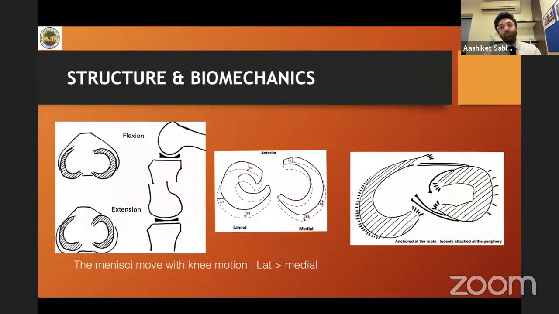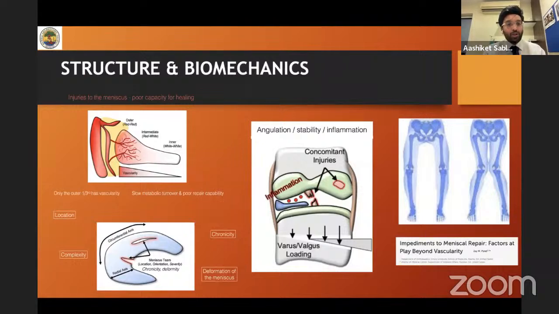Structurally, the menisci move with knee motion, and we all know that they have a poor capacity for healing, not only because of the vascularity, but because of the location, complexity, and chronicity of the tear, as also because of the deformation of the meniscus, and if there are any concomitant injuries like an ACL tear or angular alignment issues. So the question arises: is anatomical repair of a pathological tissue an exercise in futility?